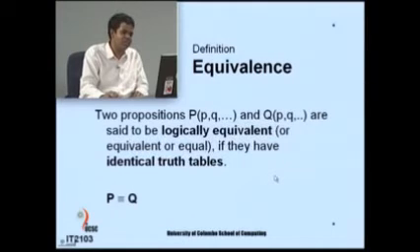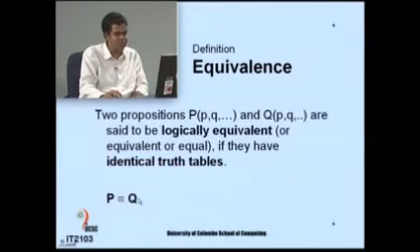Now, using this notation, we can define the concept of equivalence. We say that two propositions, say for example P and Q, are said to be logically equivalent, or also equivalent or equal, if they have identical truth values. If they have identical truth values for all combinations of the propositions, then they will have identical truth tables. We can denote this by P and 3 straight lines Q. So, this denotes equivalence, which means that both these compound propositions have identical truth tables.